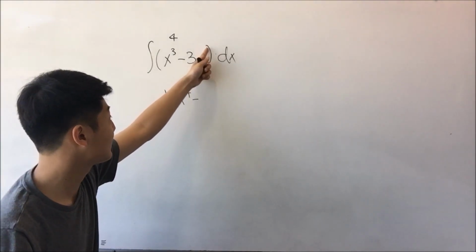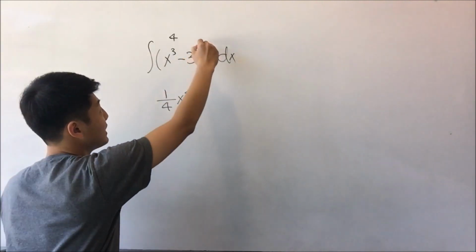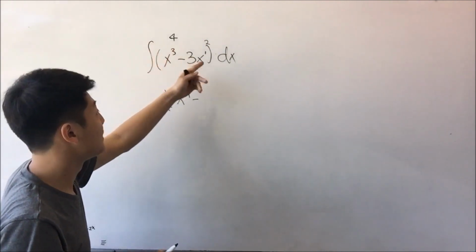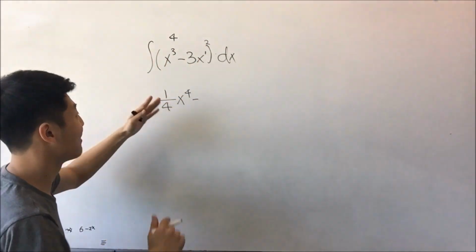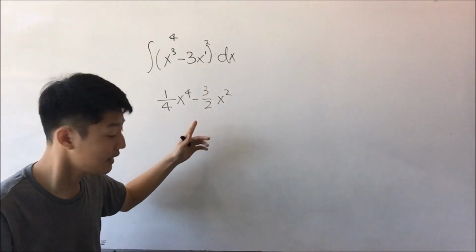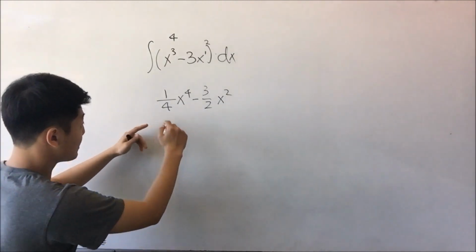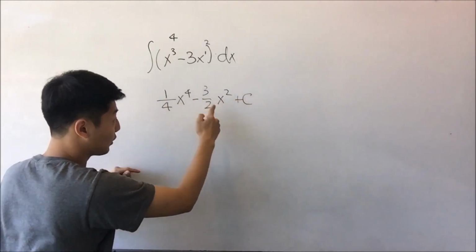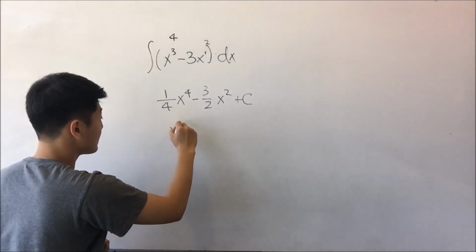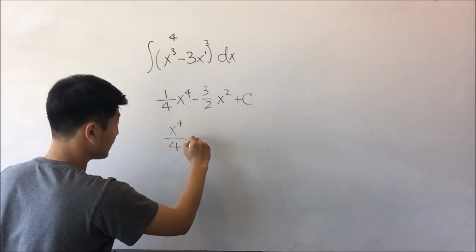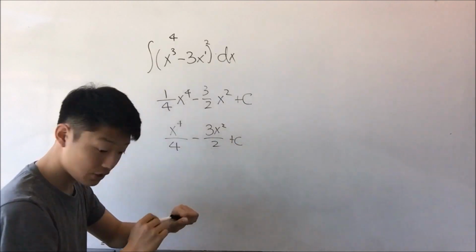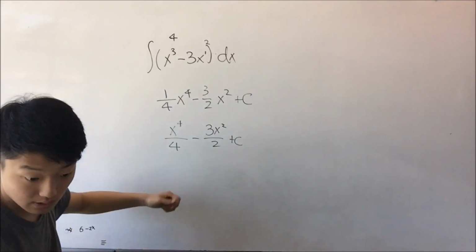Again, this is technically x to the 1, so add 1, and 1 plus 1 is 2, and the reciprocal of 2 is 1/2, so 3/2 x squared. And plus c, never forget plus c, because it has no definite upper and lower limit. So it's x to the 4th over 4 minus 3x squared over 2 plus c. And the answer to this is E.